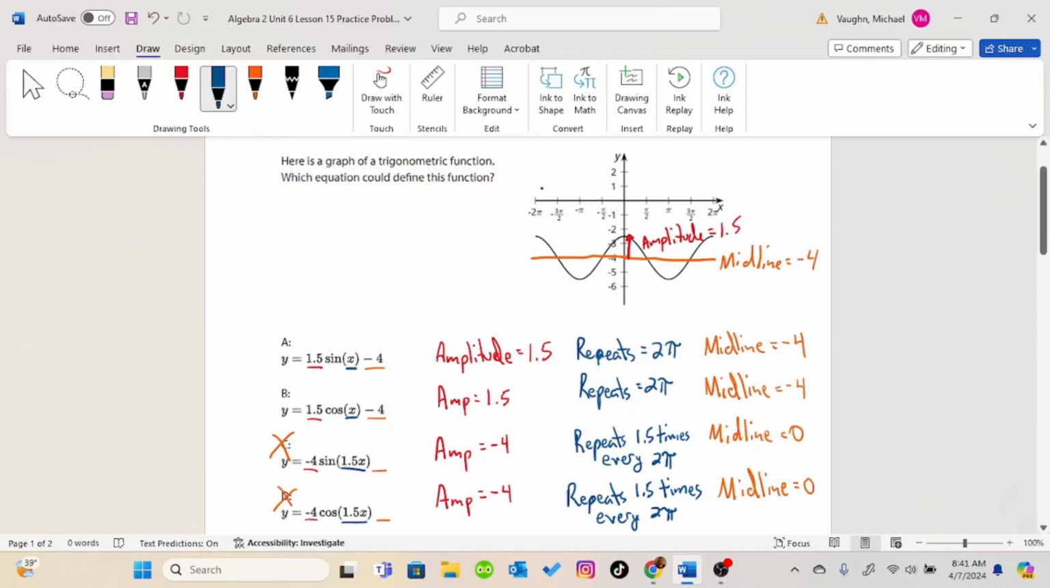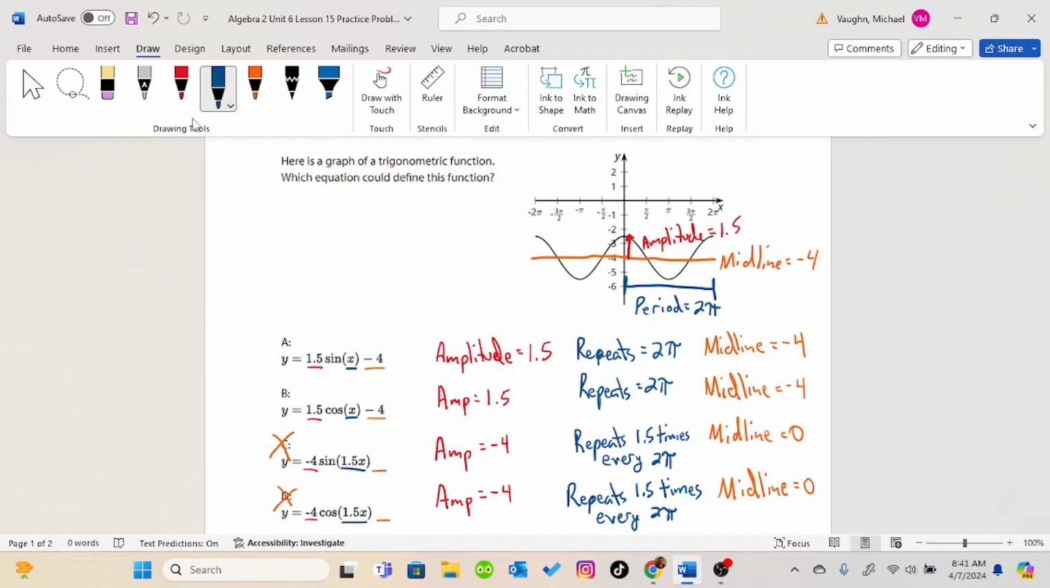Next, we're looking at how often it repeats. And we can see that if we start here, we finish the period here, the period is 2 pi. So A and B have the correct amplitude, they repeat every 2 pi, and they have the correct midline.